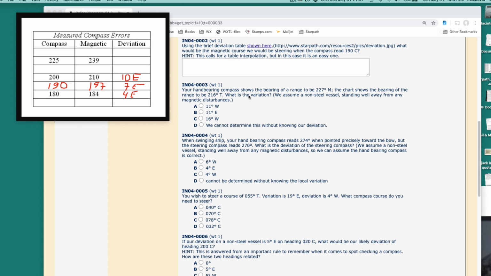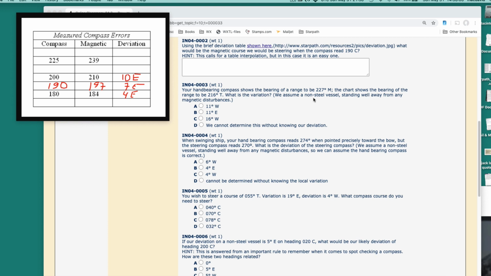And in our course, we're assuming that you've found such a place, and we very often do examples or quiz questions where you're basically checking your steering compass with a hand-bearing compass in a clean measurement. With that long story, that's what's going on here. So you have a hand bearing compass that shows a bearing range of 227 magnetic, and the chart shows the bearing of the range is 216. That's easy. We got the two numbers we care about. The difference between those two is the variation, right? And here's this little one sentence explaining that long paragraph I just spoke.